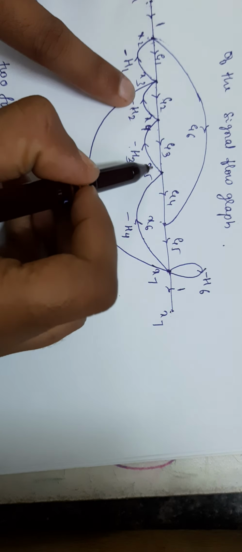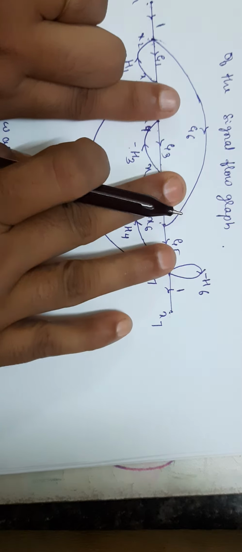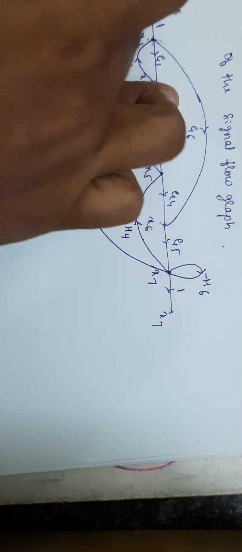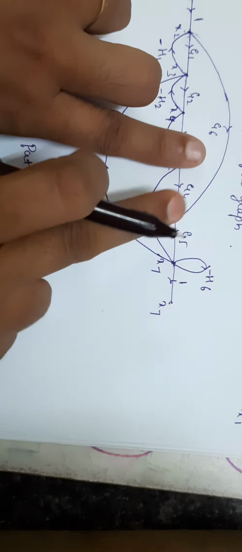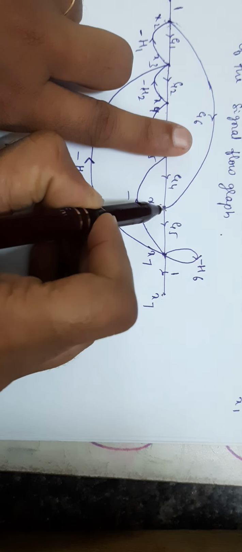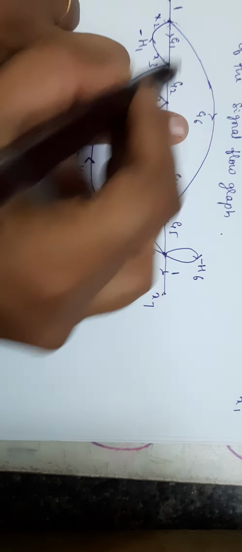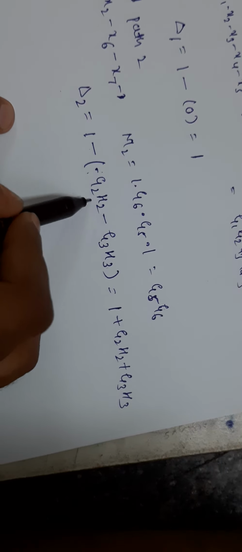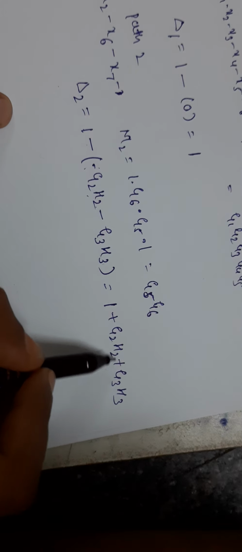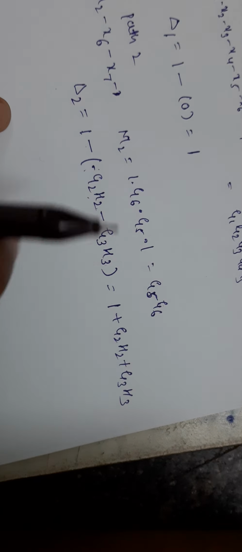This is also not touching this loop, only consider this loop. This loop is not touching this path, so minus G3. But this path is touching here. When we travel this path, this path is touching, so we should not consider that one. So 1 minus G2 H2 minus G3 H2. So 1 plus G2 H2 plus G3 H2. This is our delta 2.